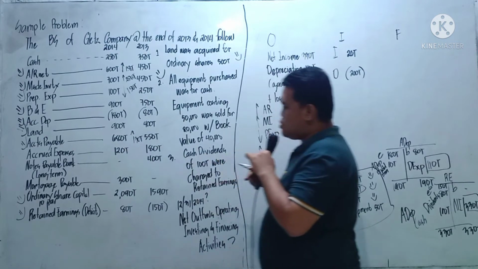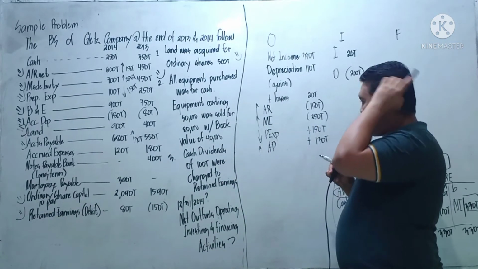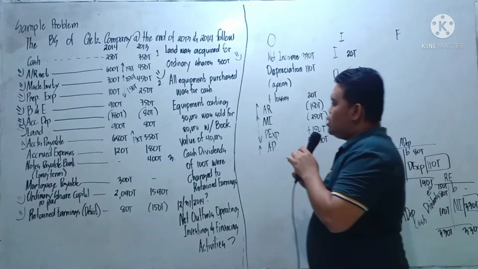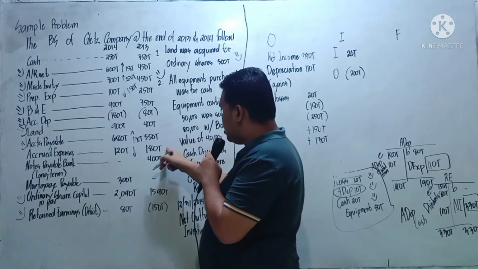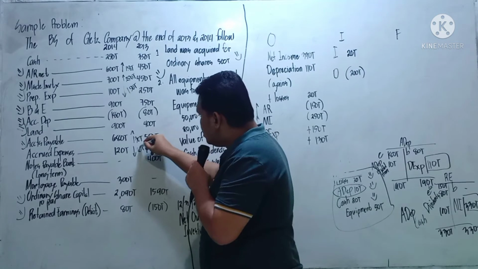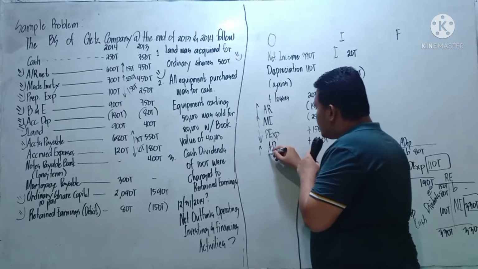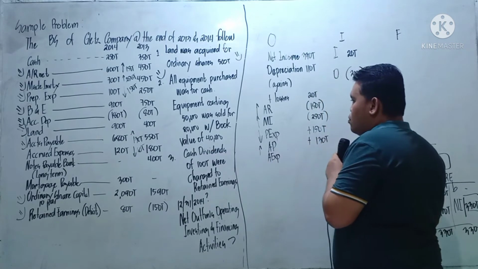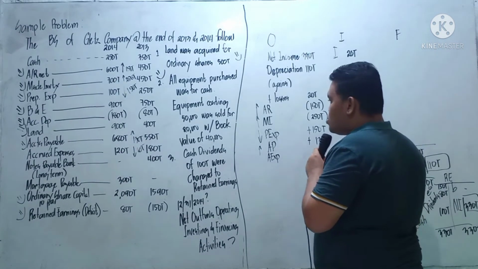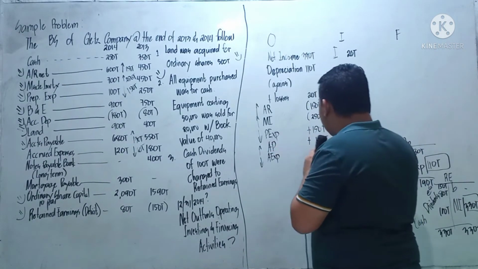Accrued expenses. So, if you look at accrued expenses, guys, is it a decrease? Yes, a decrease of 60. So, accrued expenses is still related to operations. Since it decreased, we subtract it.